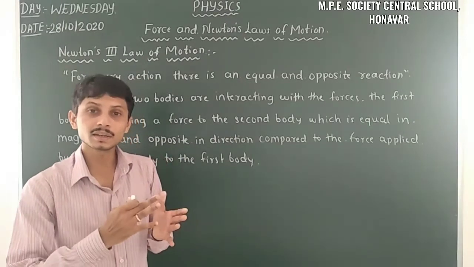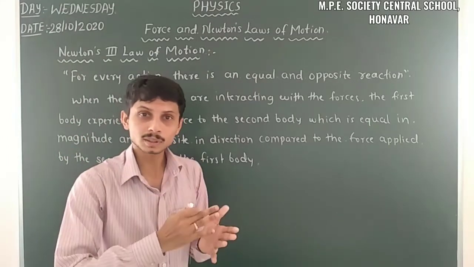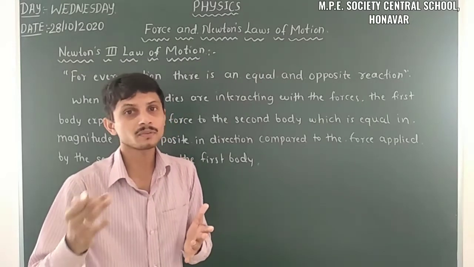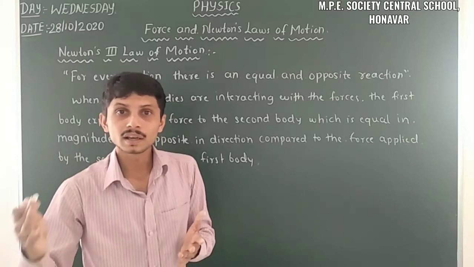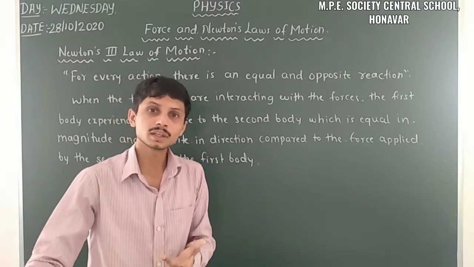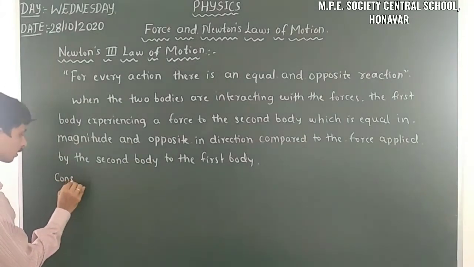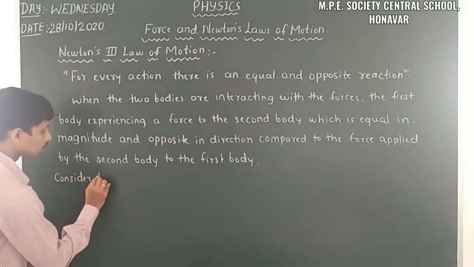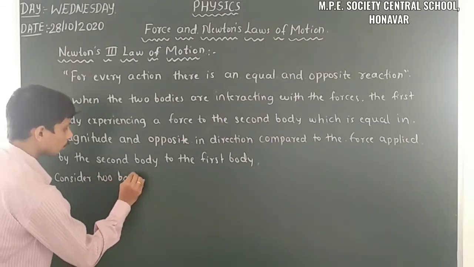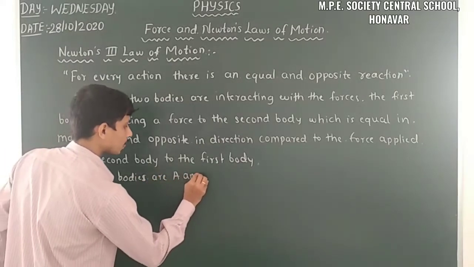So when we are considering the two objects A and B, the force applied by the object A to B is FAB. I will take this one as FAB, and let us take another one, FBA, that is the force applied by the second body to the first body. So consider two bodies, or two objects, let us say, A and B.